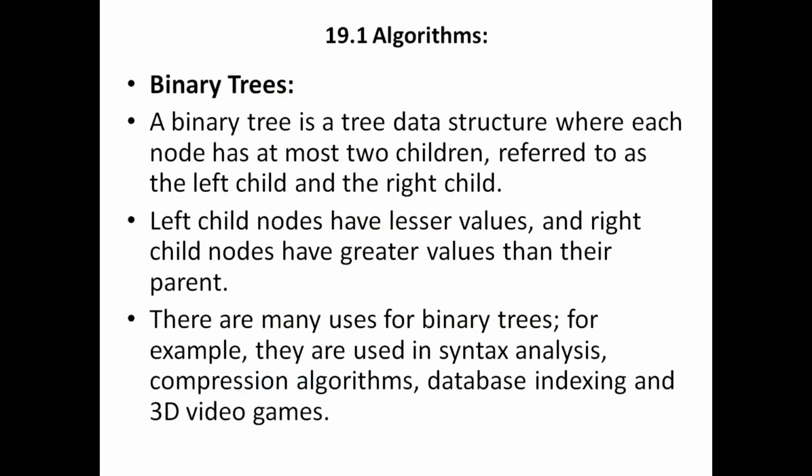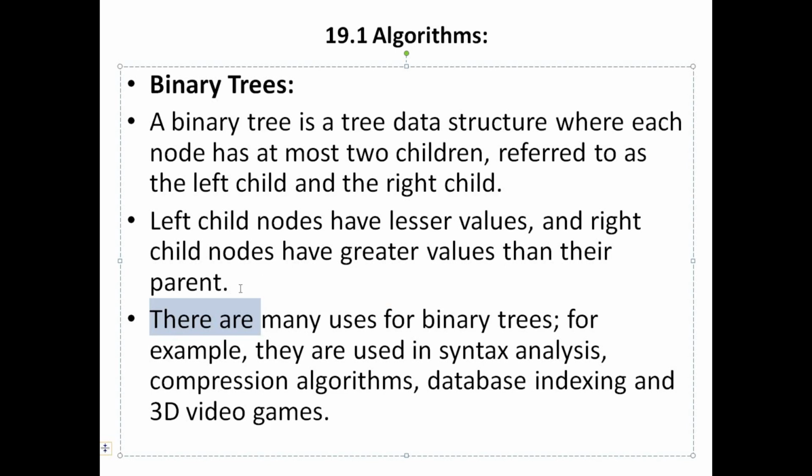Alright, next we have binary trees. A binary tree is a tree data structure where each node has at most 2 children, not more than 2. It is referred to as the left child and the right child. Left child nodes have lesser values and right have higher values always, as compared to their parent node.